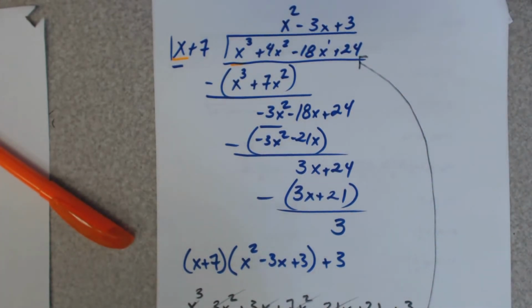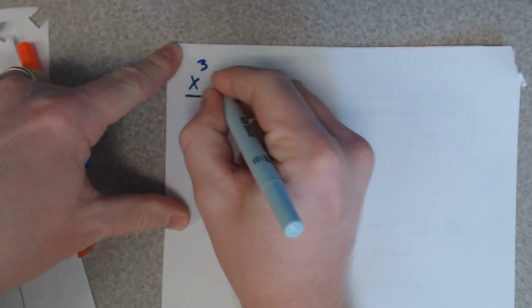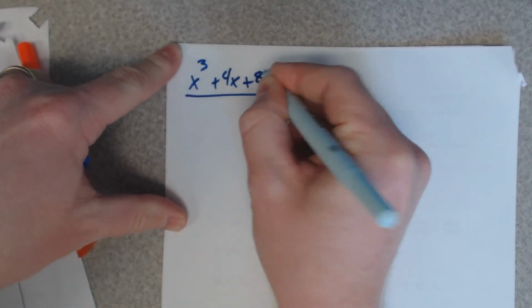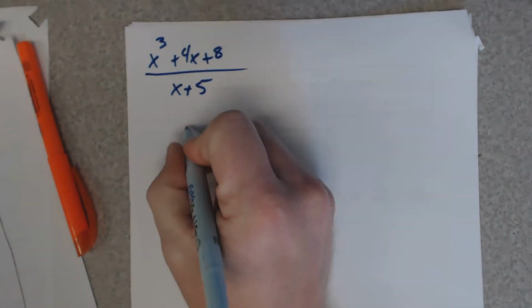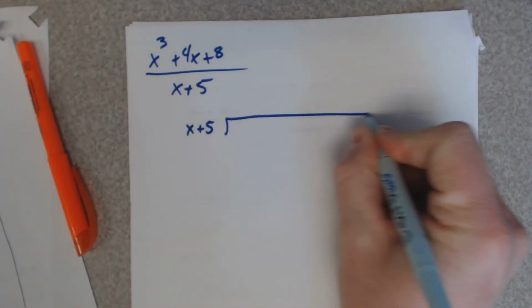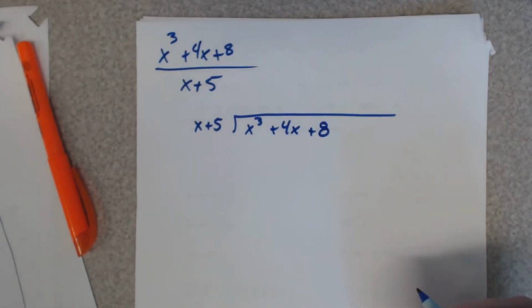Let me show you one more. Let's do a couple more. So I've got another one here. Let's take x cubed plus 4x plus 8 and divide it by x plus 5. So x plus 5 is on the outside. X cubed plus 4x plus 8 is underneath.